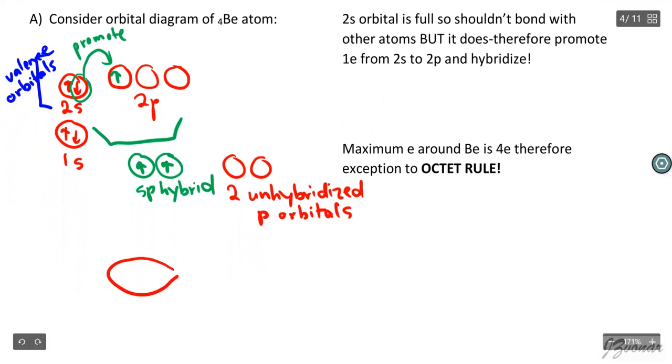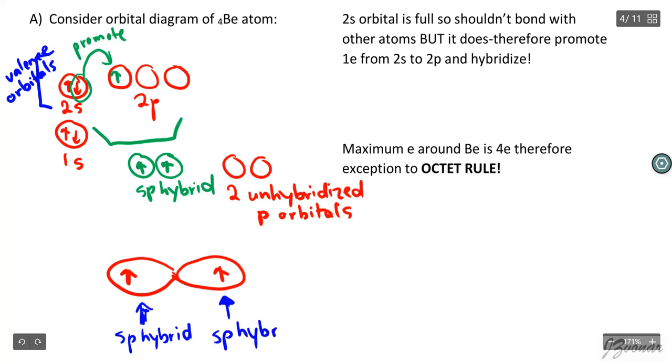So it has this shape. It looks like a p orbital, but it's not. It actually has an electron in each lobe. What's really important to understand is that this lobe here is called an sp hybrid, and this lobe here is also called an sp hybrid orbital. Each one has 1 electron.